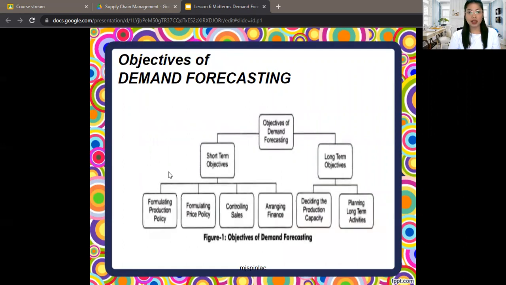For the objectives of demand forecasting, first, we need to classify the short-term objectives and the long-term objectives. For the short-term objectives, we have the following: formulating production policy, formulating price policy, controlling sales, and arranging finance. For the long-term objectives, we have deciding the production capacity and planning long-term activities.